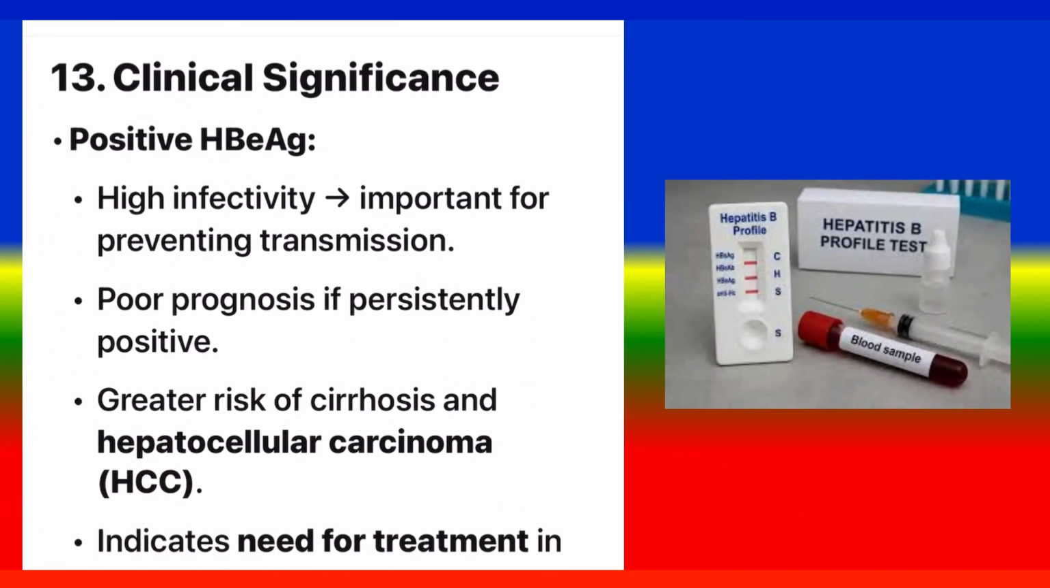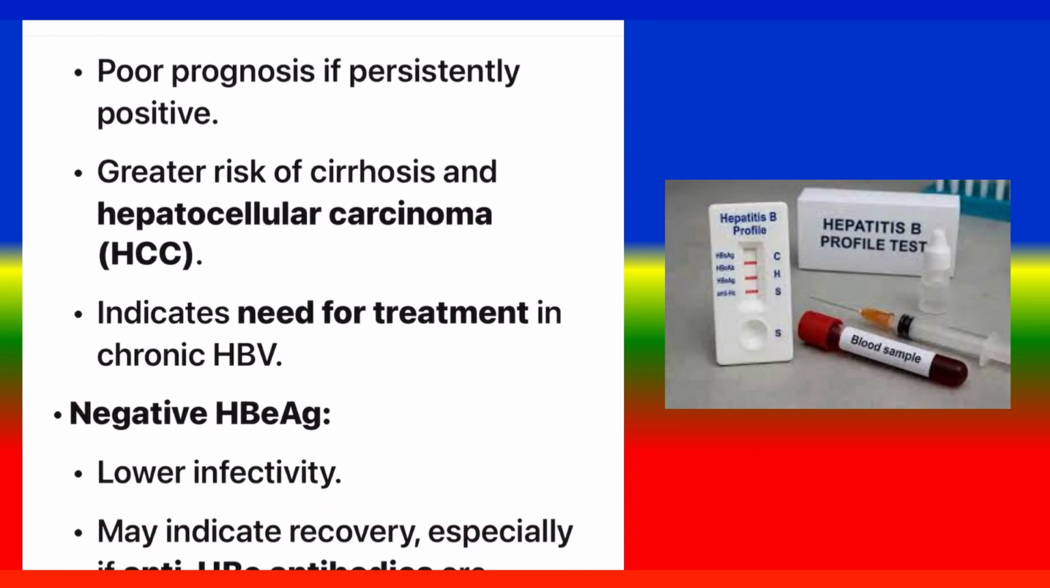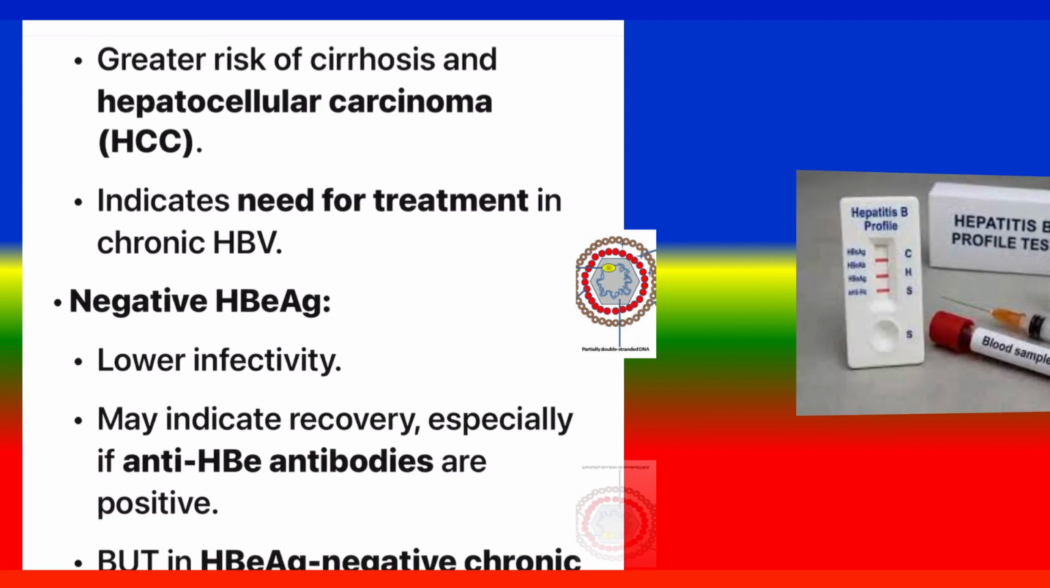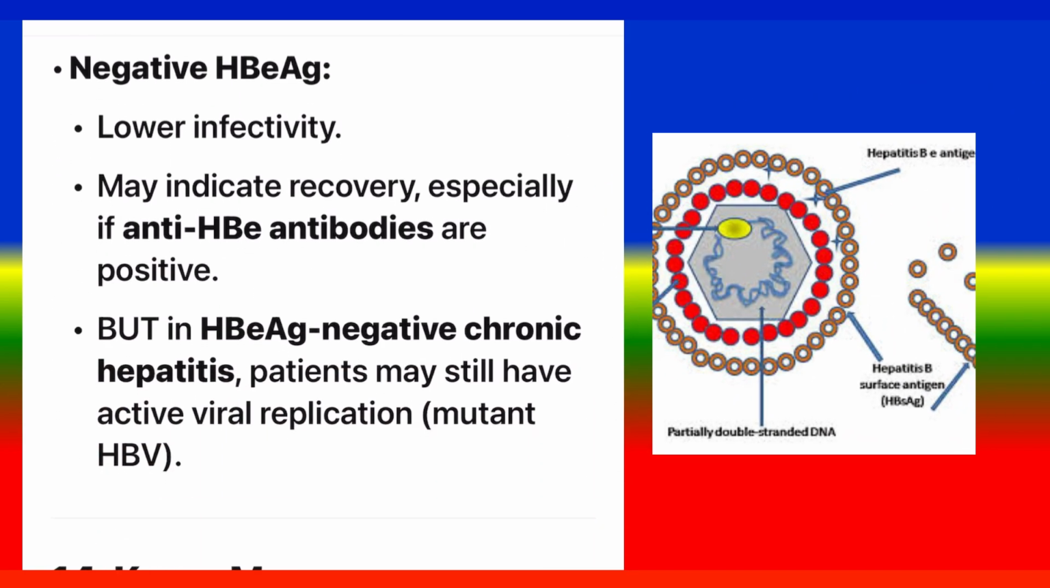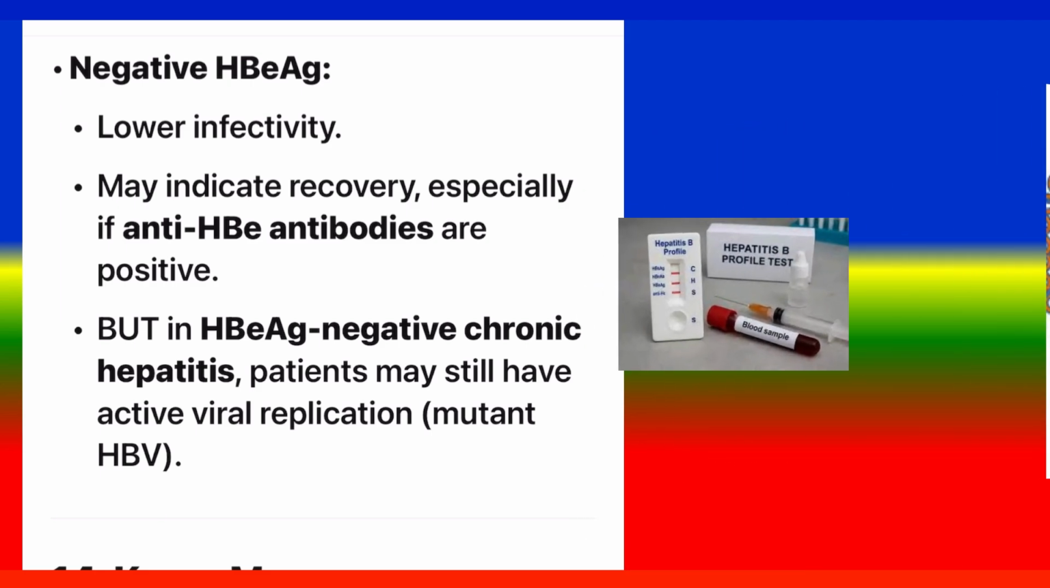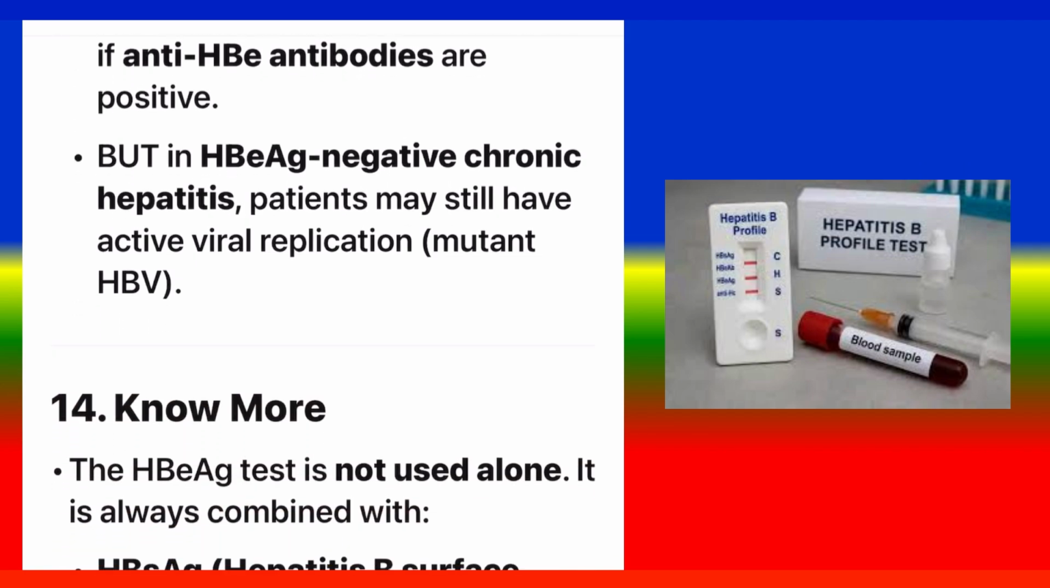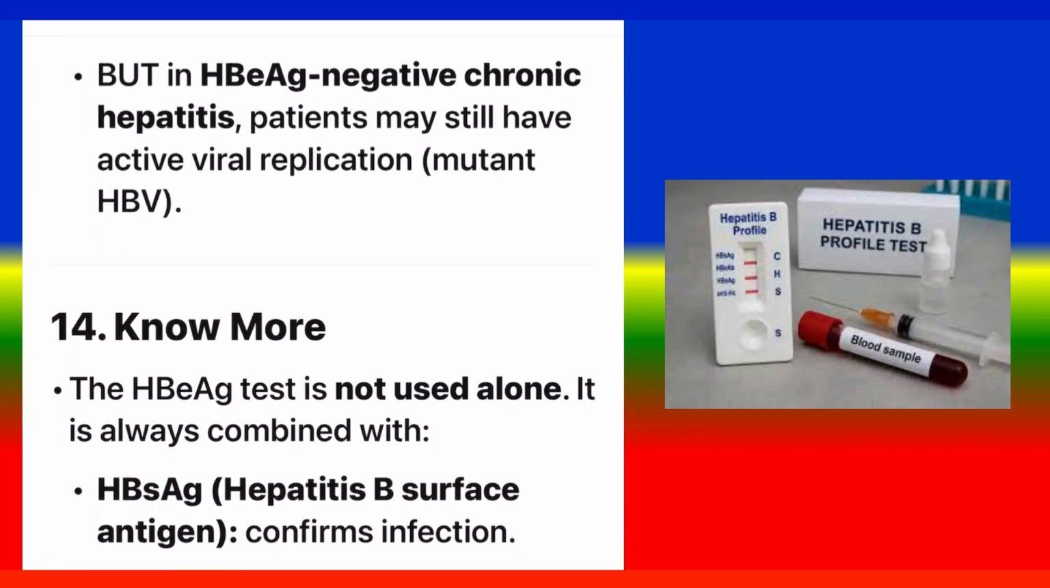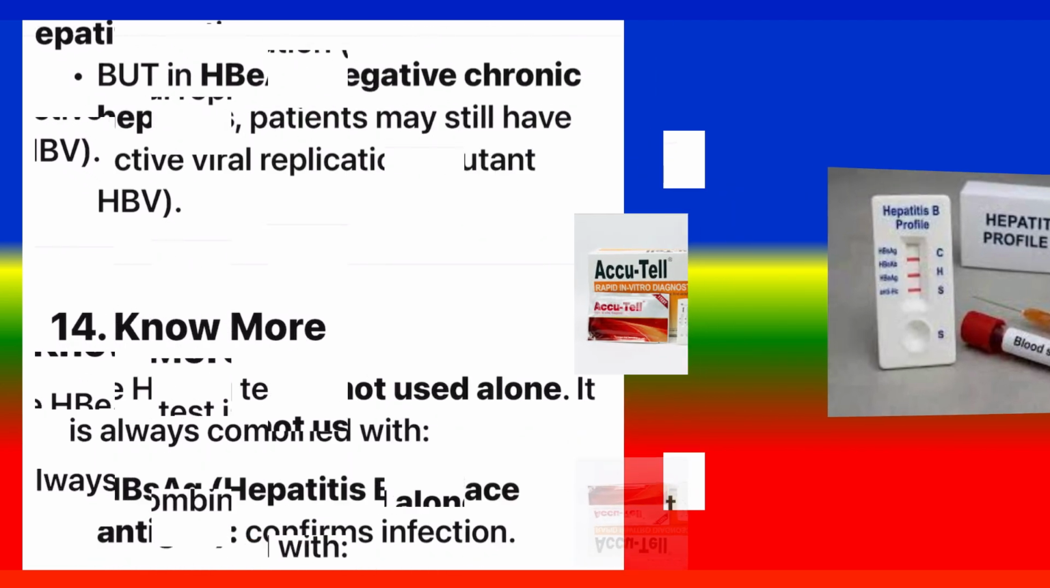Number 13. Clinical significance. Positive HBeAg, high infectivity, important for preventing transmission. Poor prognosis if persistently positive. Greater risk of cirrhosis and hepatocellular carcinoma, HCC. Indicates need for treatment in chronic HBV. Negative HBeAg, lower infectivity, may indicate recovery, especially if anti-HBe antibodies are positive. But in HBeAg negative chronic hepatitis, patients may still have active viral replication, mutant HBV.